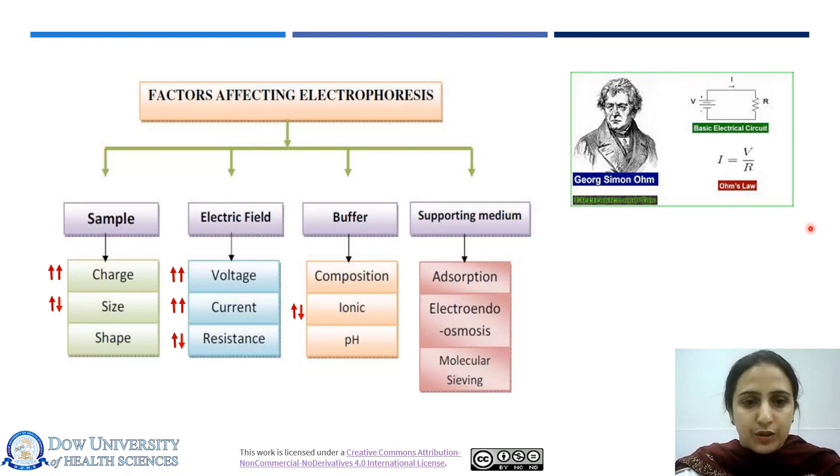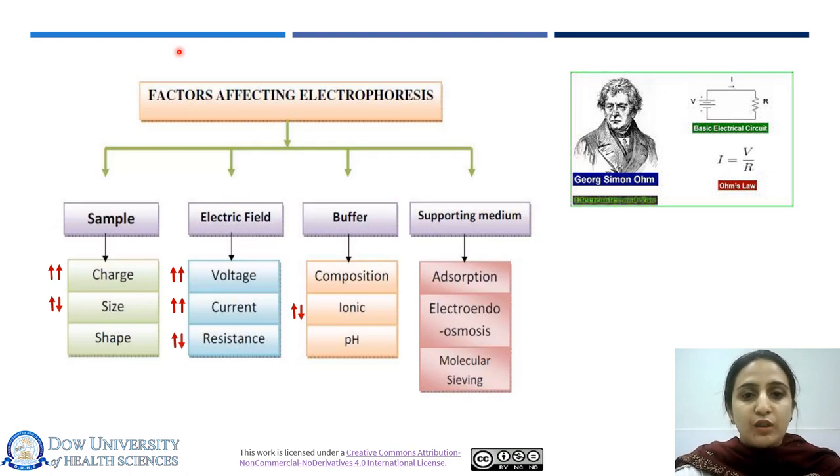If you look at the supporting media, adsorption is basically defined as the retention of sample molecules by the supporting medium. So if there is adsorption caused by the supporting medium, it will decrease the electrophoretic mobility. It causes the tailing of the sample, that is, retarded movement of the sample, and again it will affect not only the migration but also the resolution of your separated molecules on the gel.